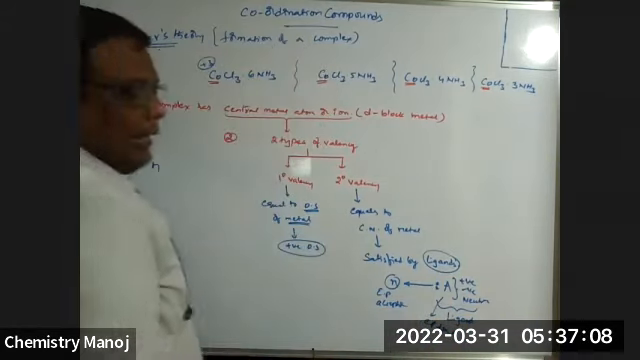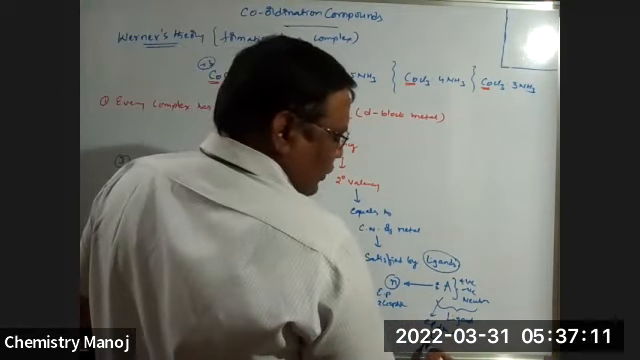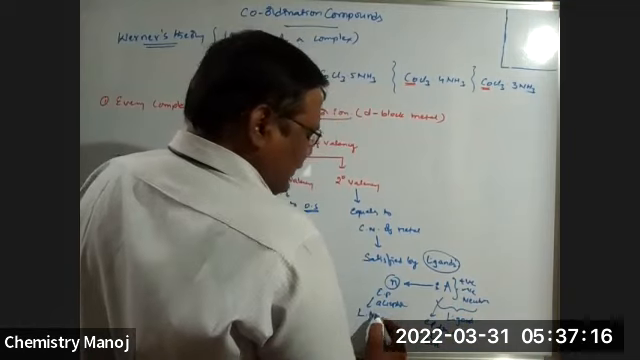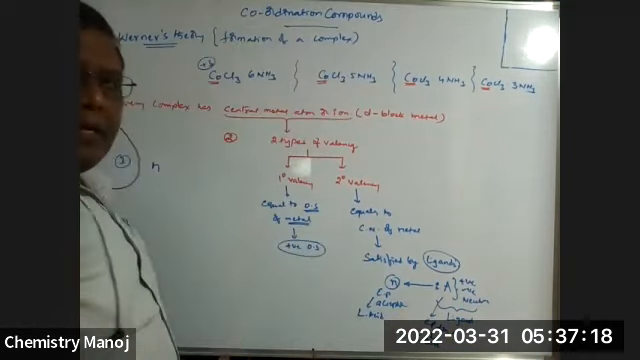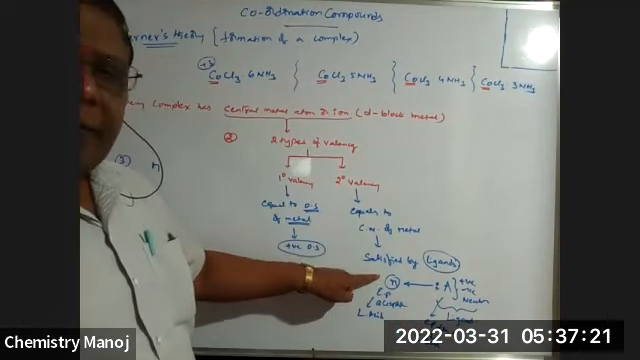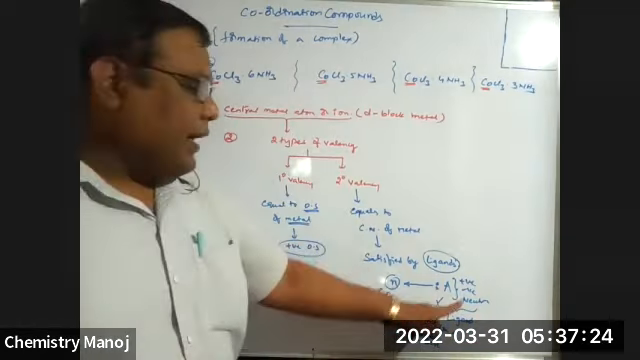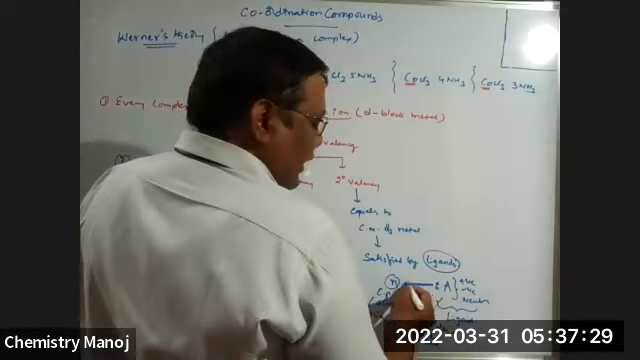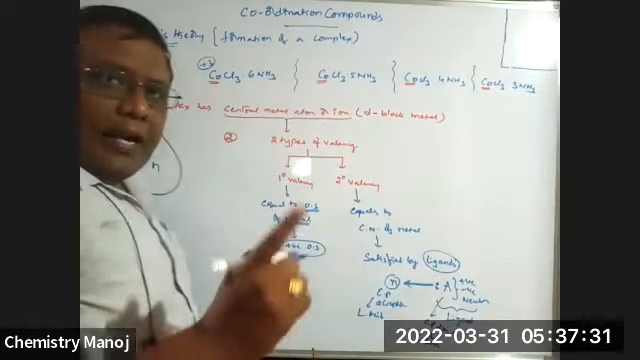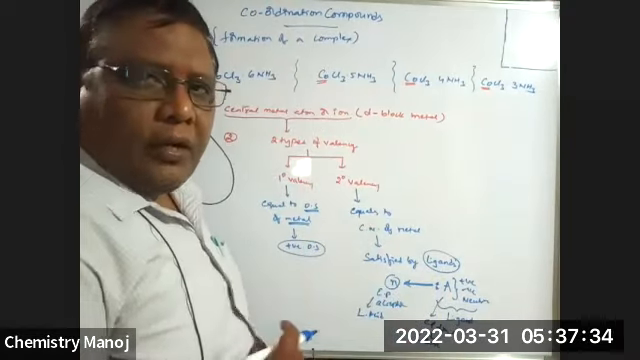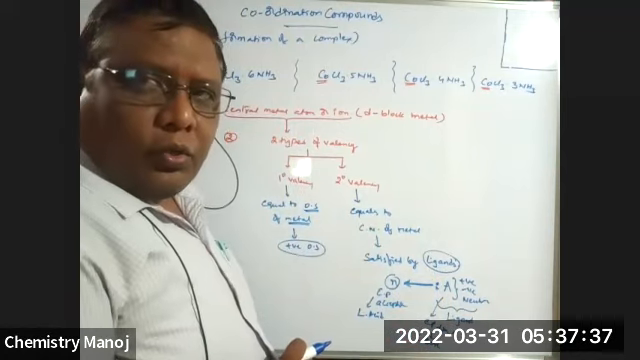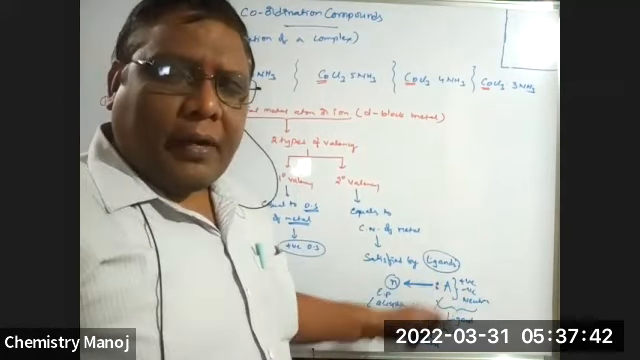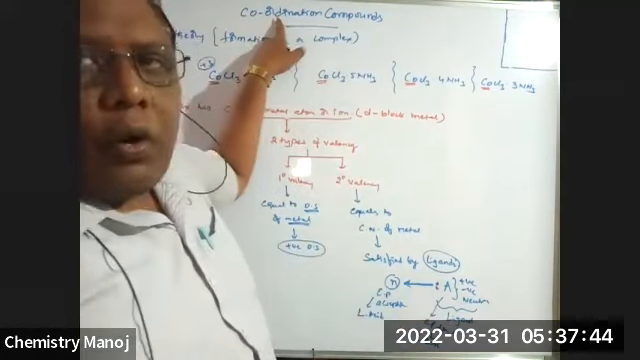Electron pair donors are nothing but Lewis bases. Electron pair acceptors are nothing but Lewis acids. That means in complex compounds, the metal atom or metal ion acts as a Lewis acid, and the ligand acts as a Lewis base. There should be a coordinate covalent bond from ligand to metal. So, because a coordinate covalent bond exists between metal and ligand, these compounds are called coordination compounds.